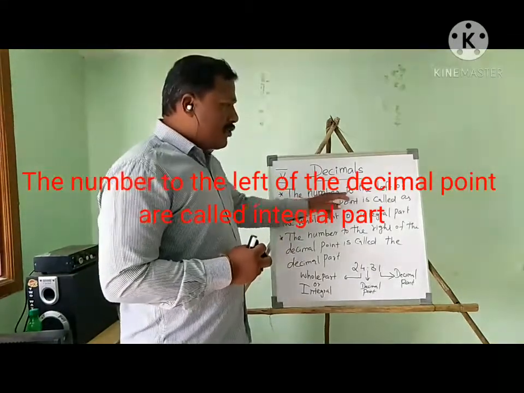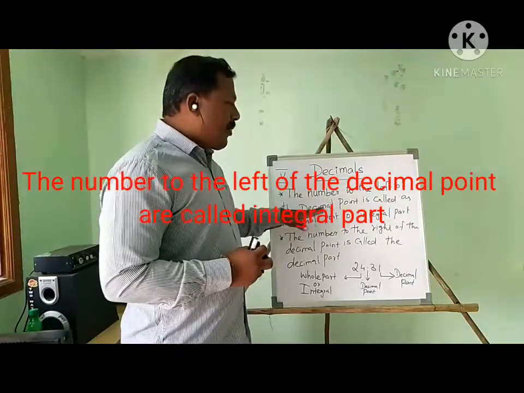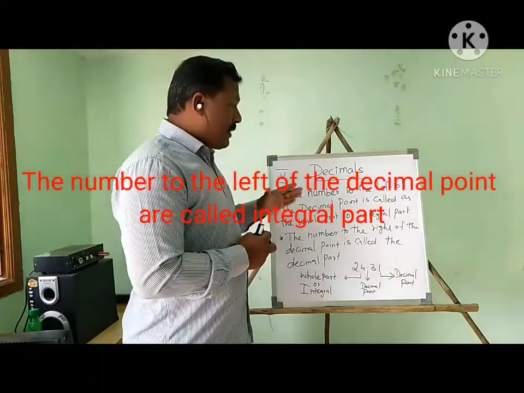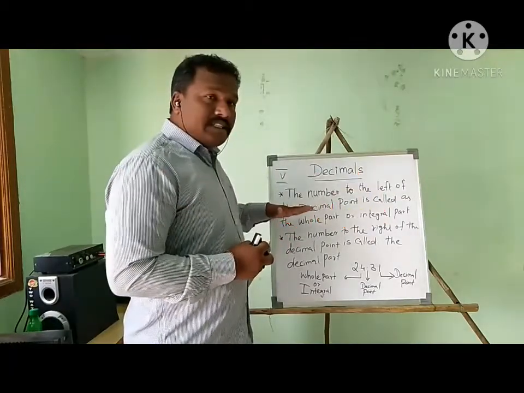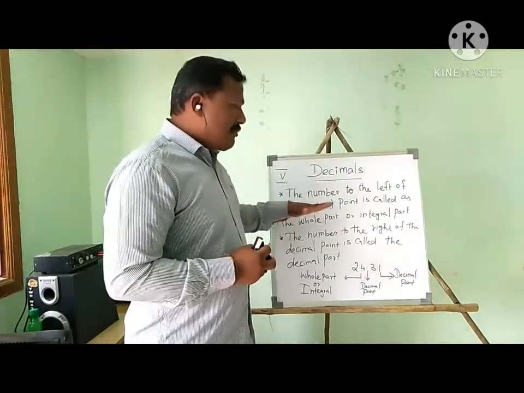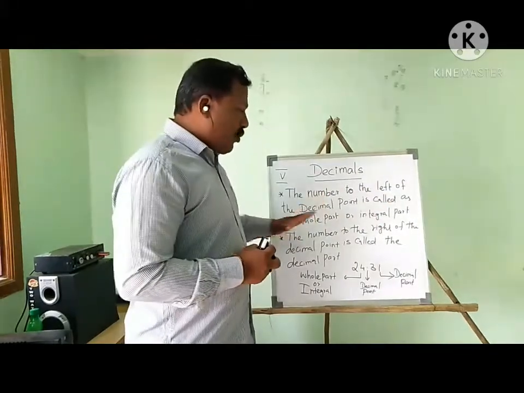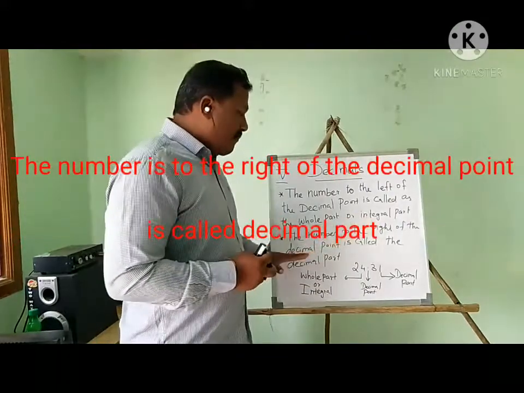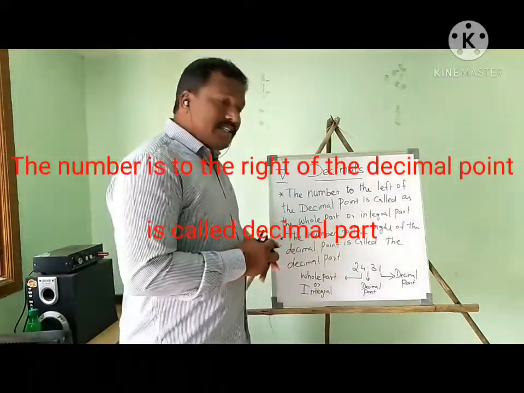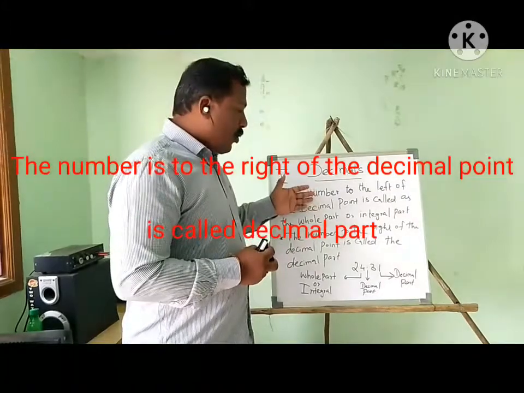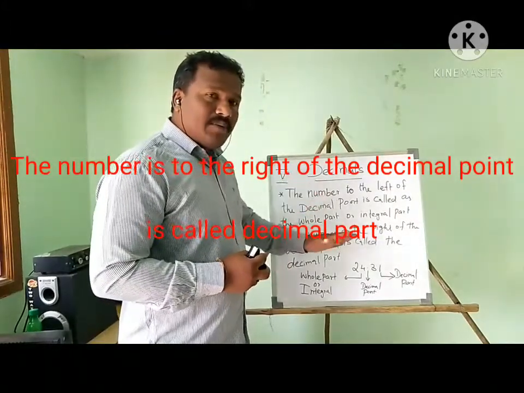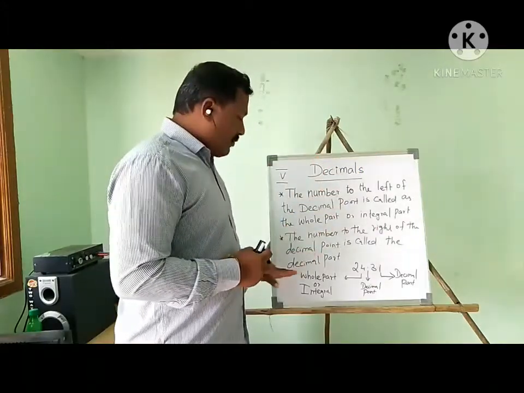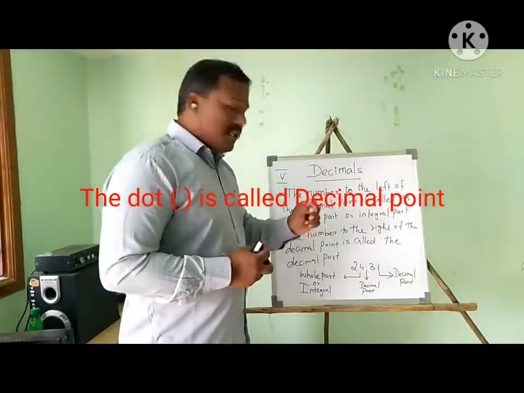The number to the left of the decimal point is called the whole part or integral part. The number to the right of the decimal point is called the decimal part. Okay, so one is the whole part or integral part, and another is the decimal part. We have two parts. In the middle of them, there is a dot. That is called the decimal point.